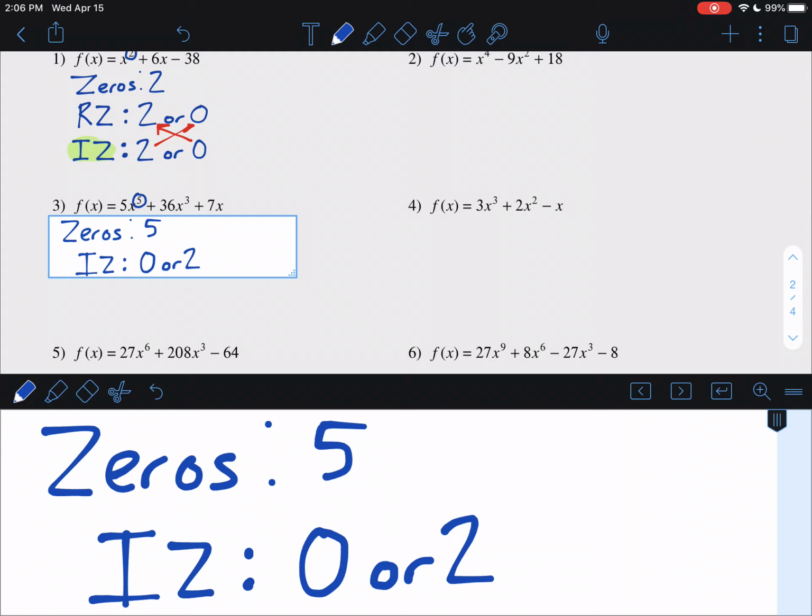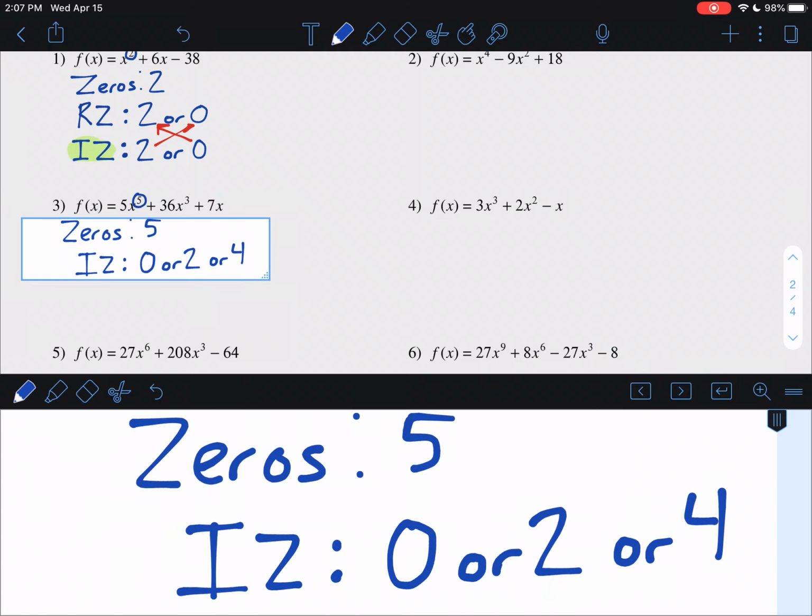Since it goes up to 5, I could also have another pair of imaginary zeros. I could have up to 4 imaginary zeros on this one: 0 or 2 or 4. But I can't have 6 because there's only 5 total. But like I said, they always come in pairs, and it's always even numbers for imaginary zeros. So I'll make a little note, I'll even do it in a different color. We'll say green: imaginary zeros, always even.